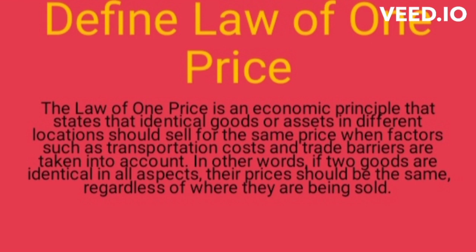After the introduction, the next topic is the definition of the law of one price. The law of one price is an economic principle that states that identical goods or assets in different locations should sell for the same price when factors such as transportation cost and trade barriers are taken into account. In other words, if two goods are identical in all aspects, their price should be the same regardless of where they are being sold. This is an important concept in international finance.